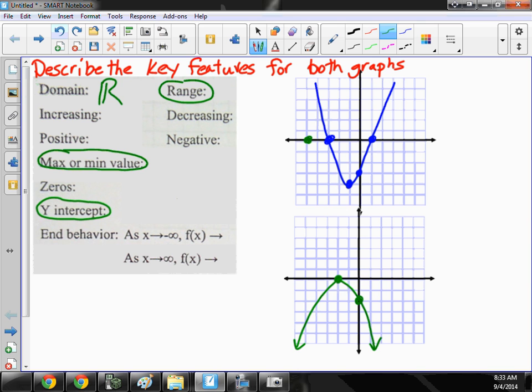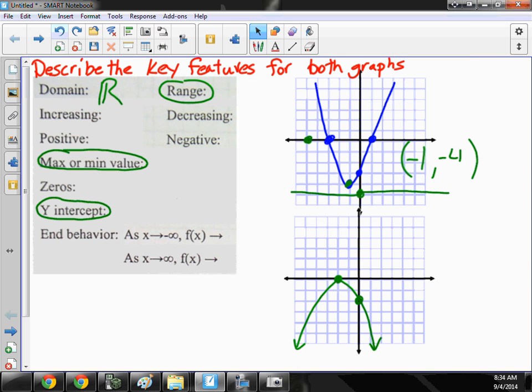What about the range? Are all of the y values represented? No. Which y values are not represented? So we have a minimum right here at (-1, -4). The graph does not go any lower than that. So is there a part of the graph corresponding to y equals -5? No. If I draw that horizontal line, it misses the graph. And in fact, anything from here down is not represented.